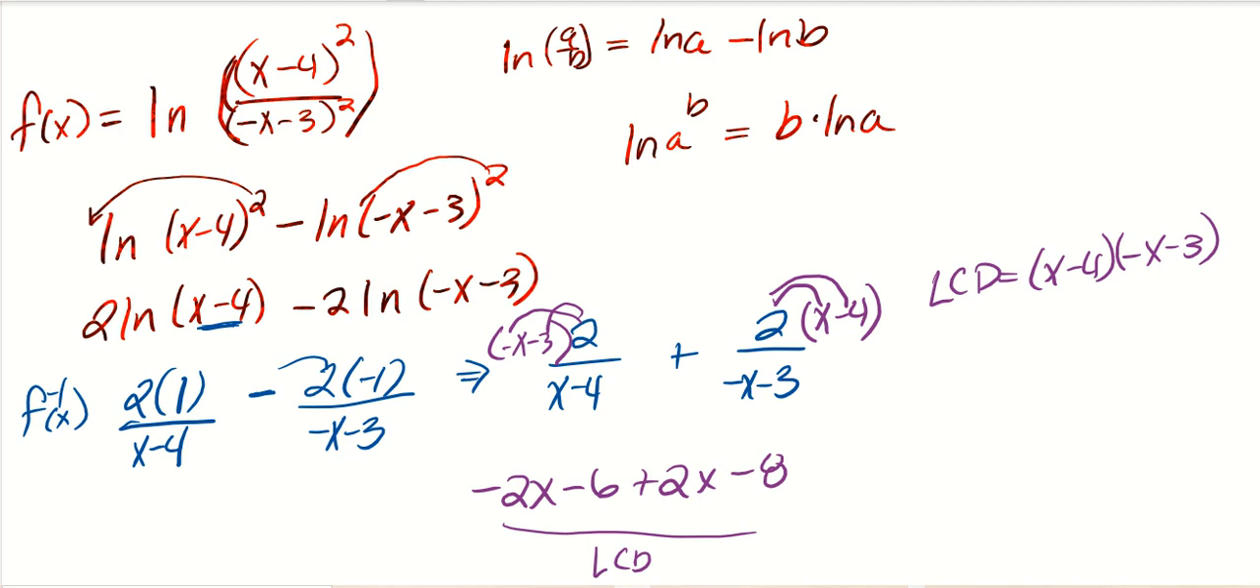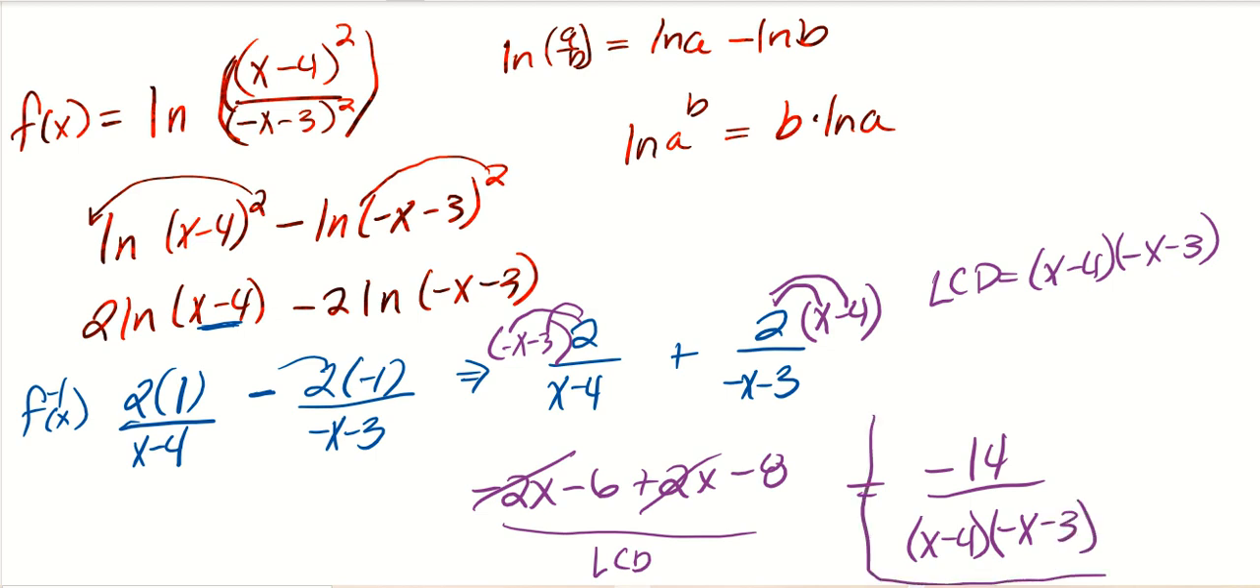So the next thing is to combine our like terms. Well, the 2x's would cancel, and then I would be left with a negative 14 divided by, what's our LCD? X minus 4 and a negative x minus 3. And then that would be your answer.